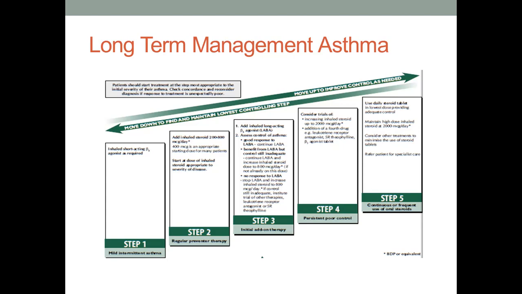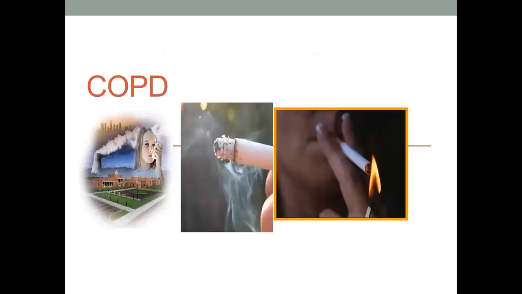In step 4, other drugs are added. In addition, the inhaled corticosteroid dose is increased to high doses. In step 5, oral corticosteroids like prednisolone are added for a short duration, 5 to 10 days. So this is the long-term management of asthma, which is step up and step down.